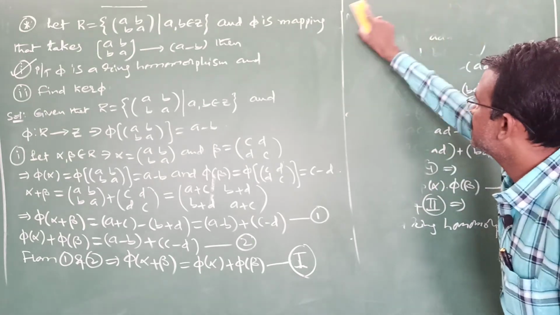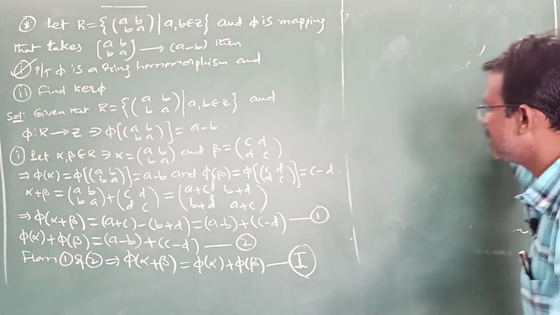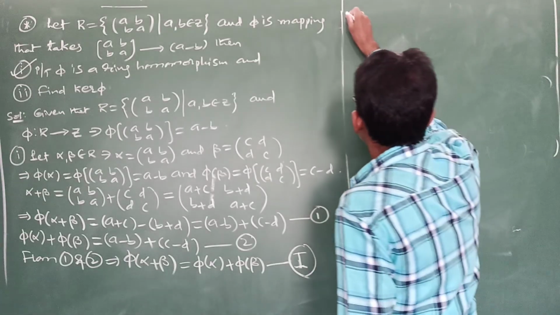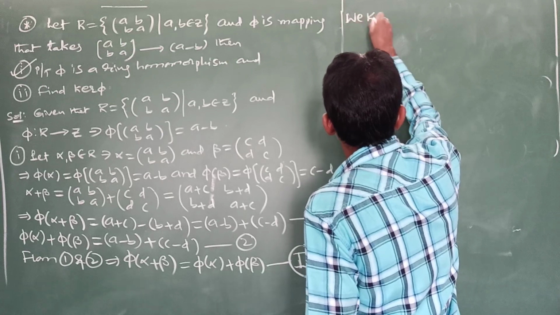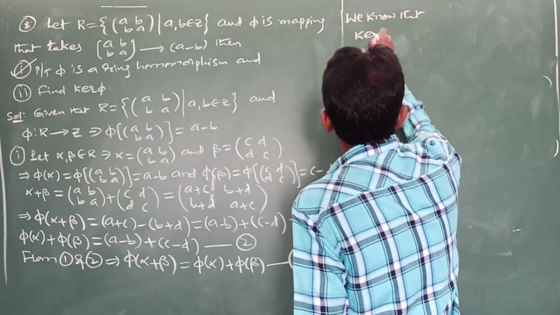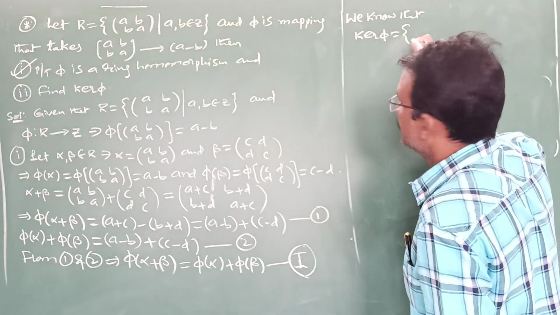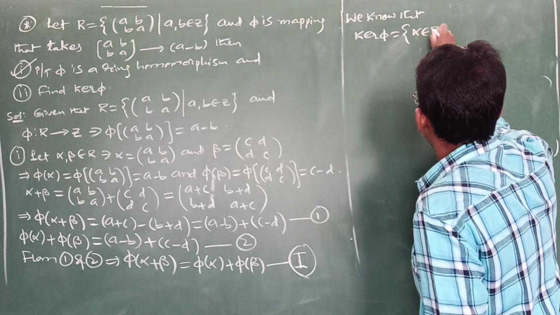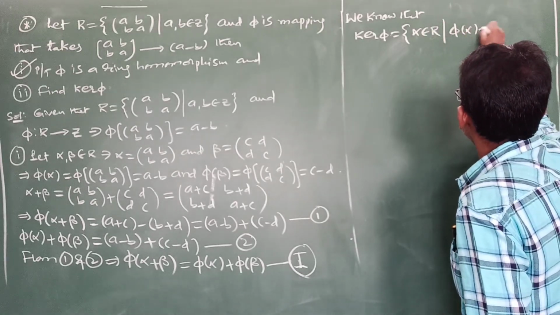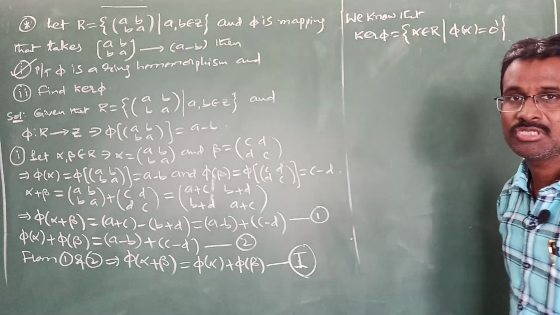First see the definition of kernel. According to our condition you have to proceed. We have to write the definition according to our mapping. We know that kernel phi is equal to what? Basically the definition is the set of all elements, some alpha belongs to R (instead of x I have taken alpha), in such a way that phi of alpha is equal to 0 dash. This is your kernel definition.